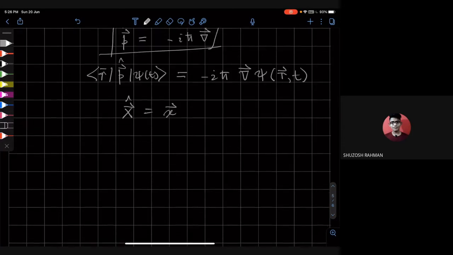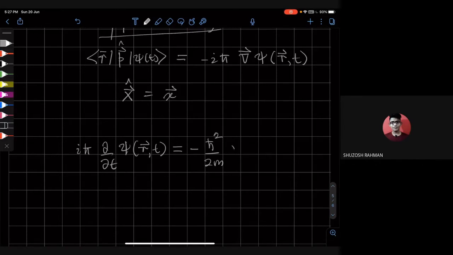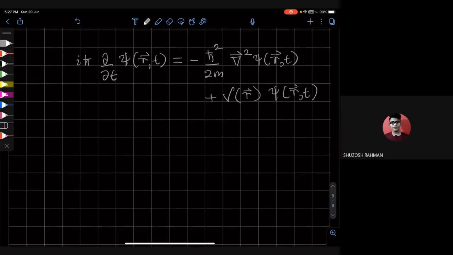And then the Schrodinger equation is given by i h bar, partial d by dt, acting on psi of r and t, is equal to minus h bar squared by 2m, because we have to take p squared here, and then we have the Laplacian operator acting on psi of r and t, and then plus we have the potential energy, which we're assuming to be time independent, multiplying our wave function. Okay, so this is the Schrodinger equation in the position representation.